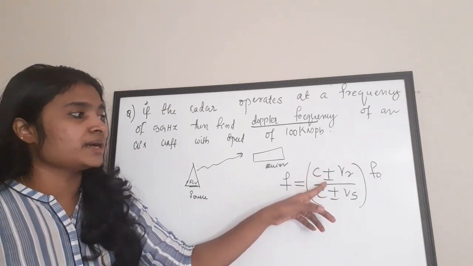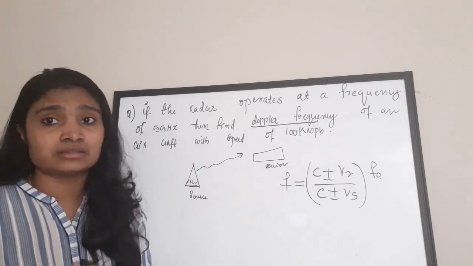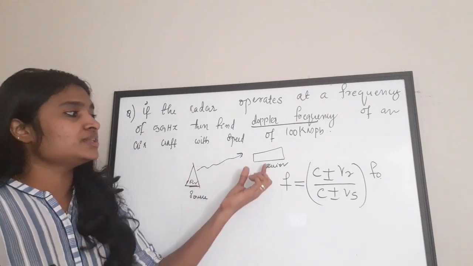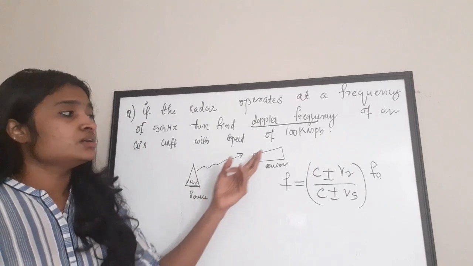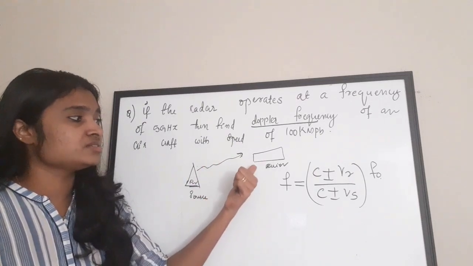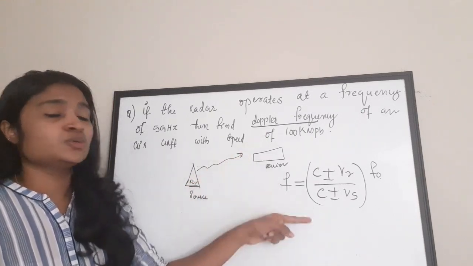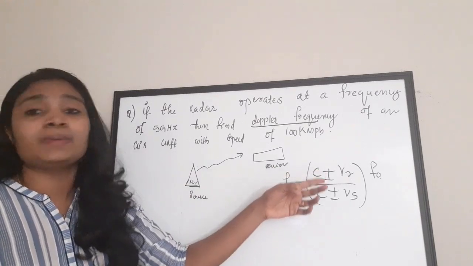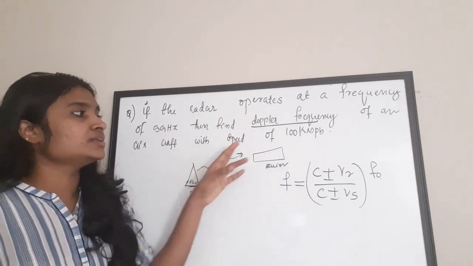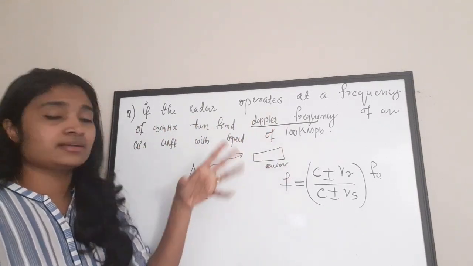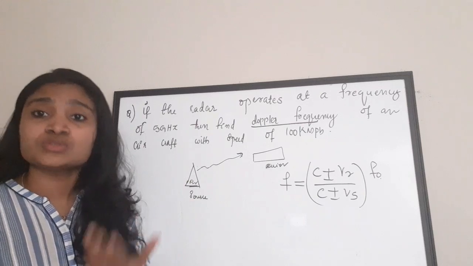Now, why this plus and minus? Because according to whether the source or the receiver is moving towards or away from the other, the sign will also vary. For the various conditions, when the receiver is moving towards or away, or when the source is moving towards or away, this equation will vary. That is why it has been given plus or minus. But in this question, it is not given whether the aircraft, which is the receiver here, is moving towards or away from the radar, which is the source.